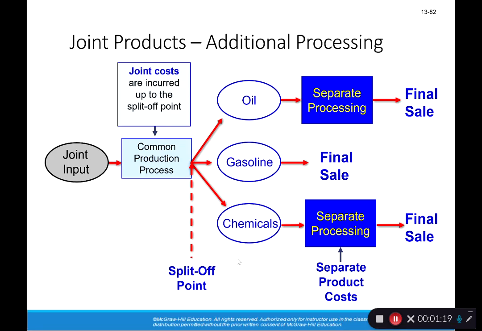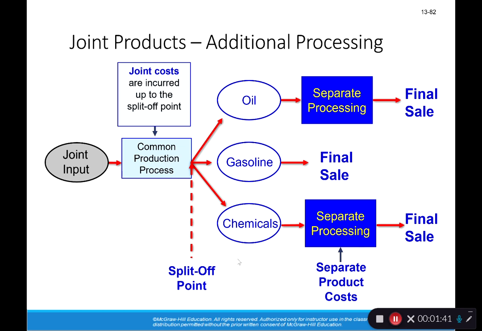So our joint costs are all the costs that are incurred prior to the split-off point. Joint costs are sunk costs. So you always want to say no to joints. That has multiple meanings, my friends. Say no to joints. Joints are a sunk cost. They're not relevant to our decision making.